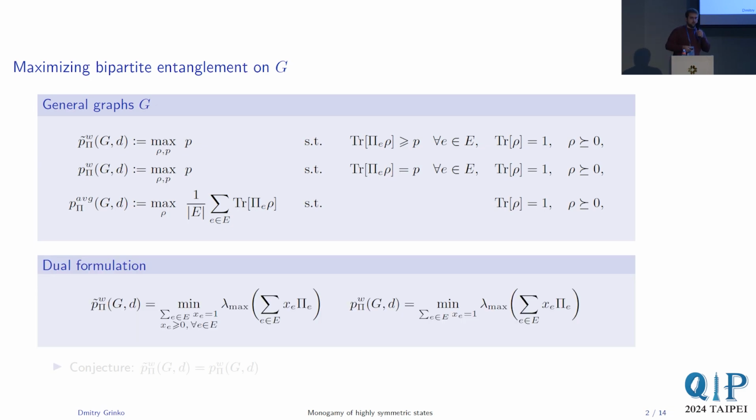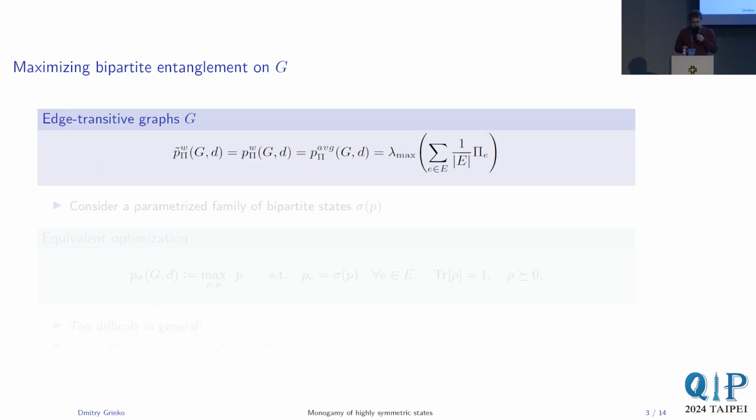We can rewrite those optimization problems in the dual formulation. In the dual formulation, those first two turn out to be equal to the following optimization. You want to minimize the largest eigenvalue of a certain Hermitian operator, and here the minimization goes over choices of the couplings. You can think about this object as some kind of Hamiltonian, but you're allowed to tune the couplings and you want to minimize the largest eigenvalue. The tilde optimization is different from that optimization in that you put some additional restrictions onto those couplings. And for those of you who are interested in studying this, we have a conjecture that those two things should be equal for arbitrary graphs, but we are not able to prove it.